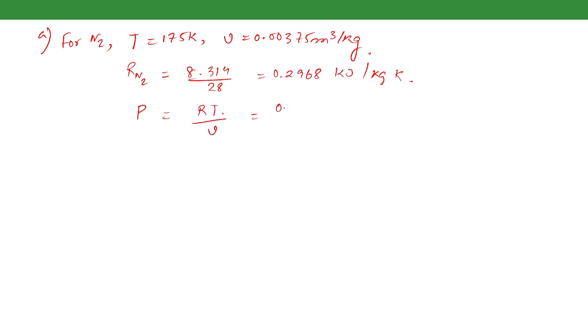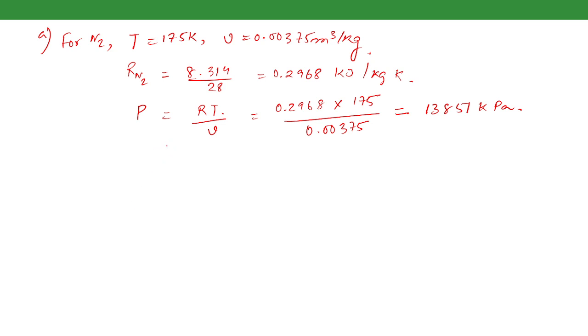Specific volume. 0.2968 into 10 to the power 3, since it is in kilojoule, so it will give the result in kilopascal if we keep it in kilojoule itself, and multiplied by the temperature 175 by 0.00375. So it gives the value of 13851 kPa.